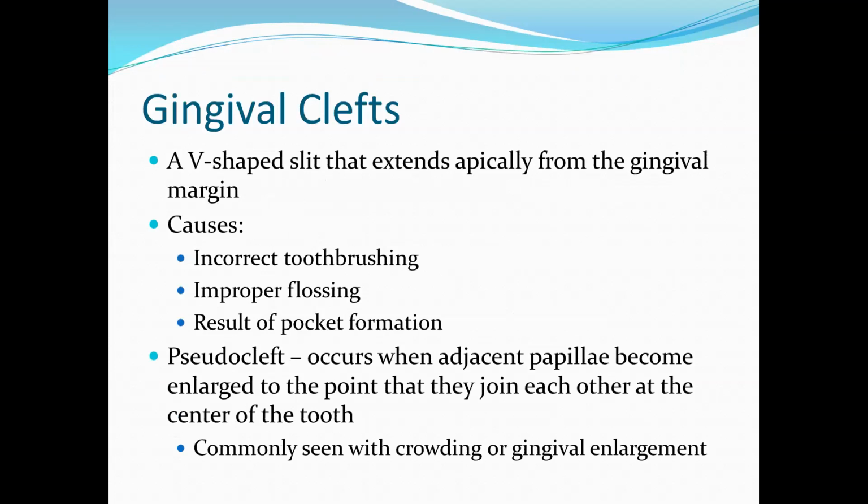You're looking for gingival clefts, which are those V-shaped slits. They can be caused from improper brushing, improper flossing, or a result of pocket formation. Now, a pseudocleft is something that occurs when the adjacent papilla becomes enlarged to the point where they join each other at the center of the tooth.